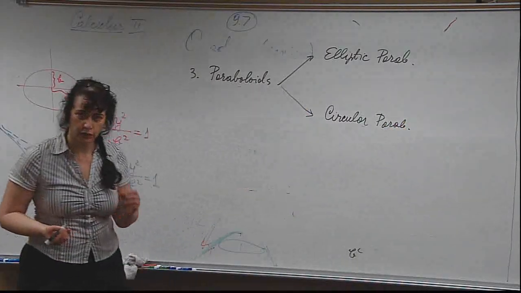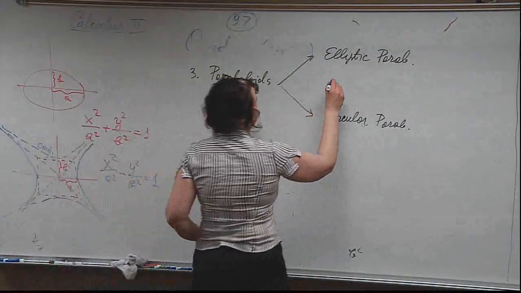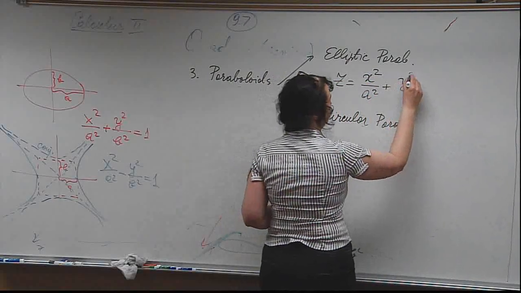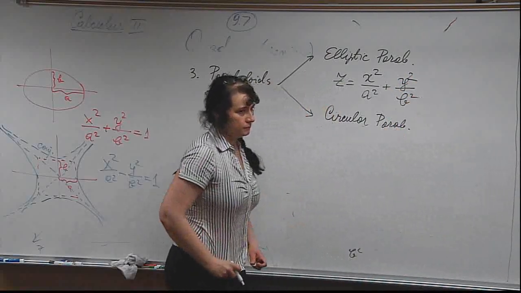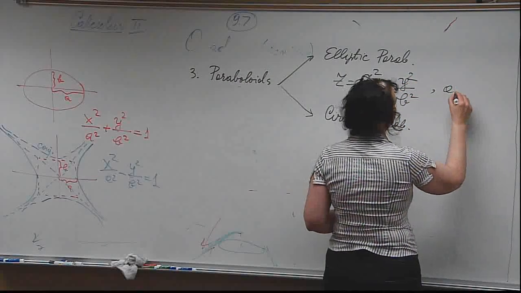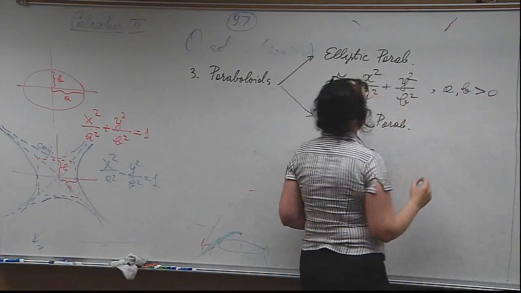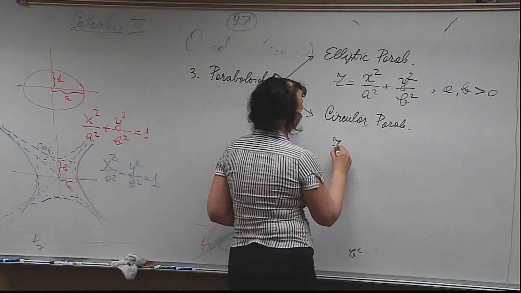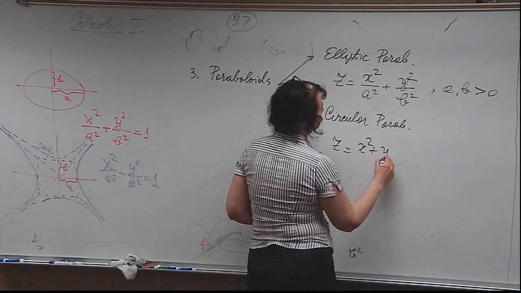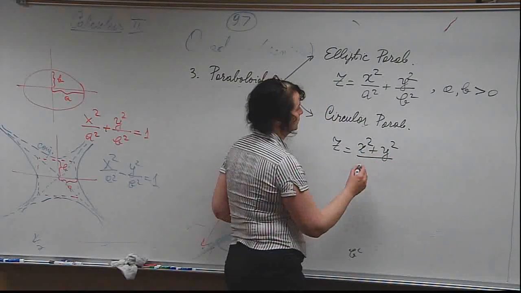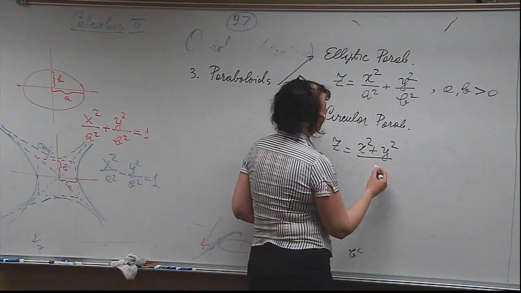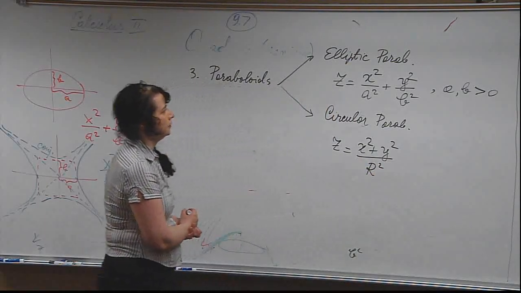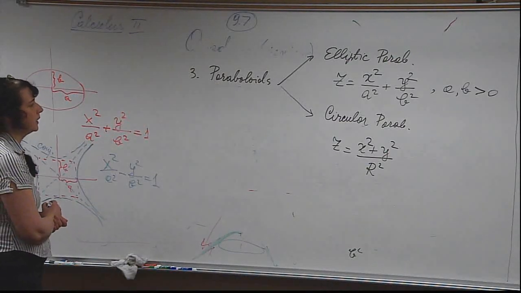The elliptic paraboloid that you're used to is the following. z equals x squared over a squared plus y squared over b squared, a and b being positive if you want. In general, they are not equal. The circular paraboloid, well, you simply assume that a and b are equal. And then you put, do you want a c squared or an r squared? Let's put an r squared on top. It really doesn't matter what you're putting there.